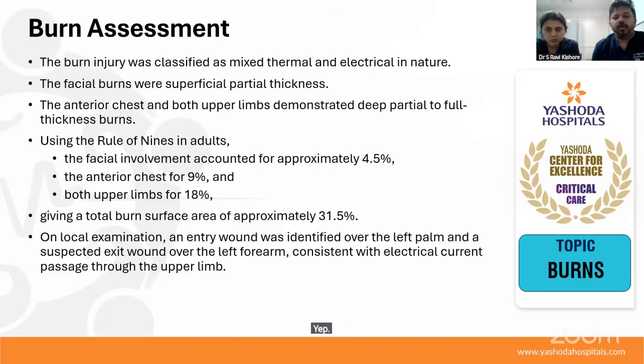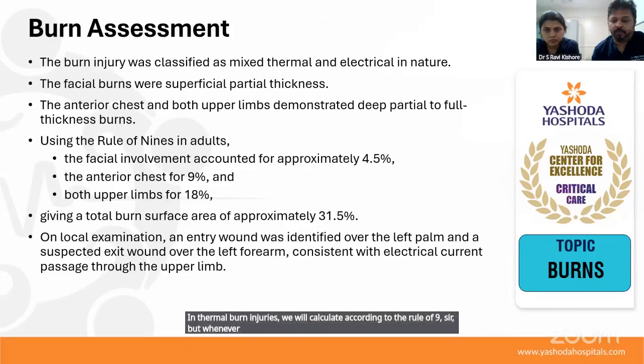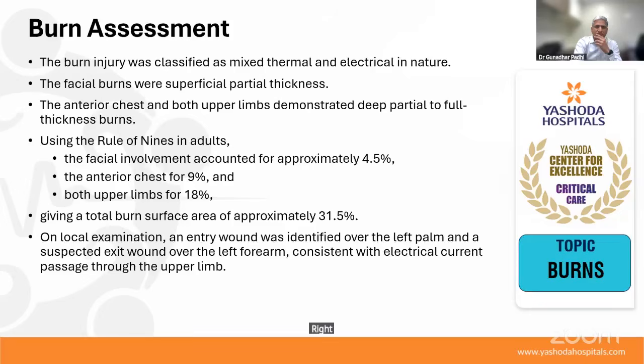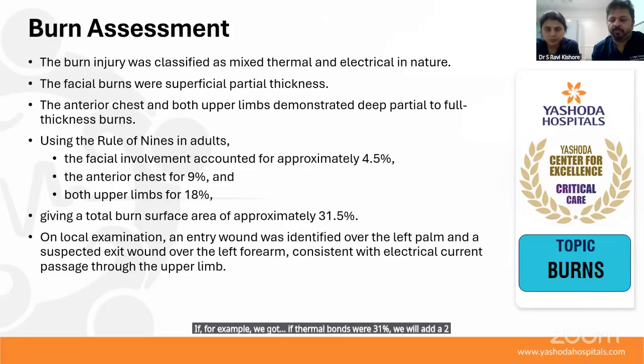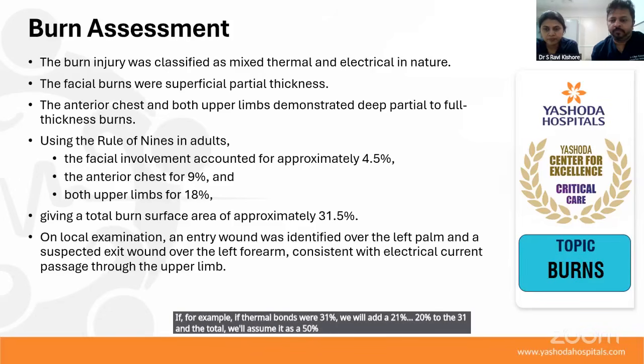Sir, in thermal burn injuries, we will calculate according to the rule of 9. But whenever there is an involvement of the electrical component, we will add 20% to the thermal burn percentage. For example, if thermal burns were 31%, we will add 20% to the 31, and the total we will assume as a 50% burn, sir.